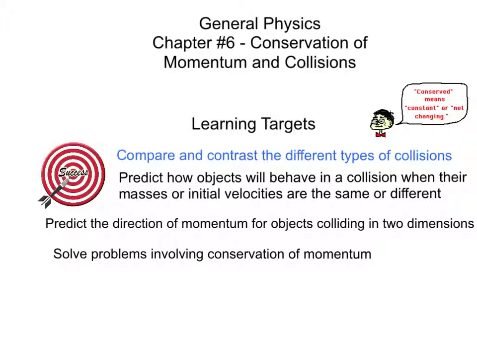By the end of this lesson, we want to be able to compare and contrast the different types of collisions, predict how objects will behave in a collision when their masses or initial velocities are the same or when they're different. We want to be able to predict the direction of momentum for objects colliding in two dimensions and solve problems involving conservation of momentum.